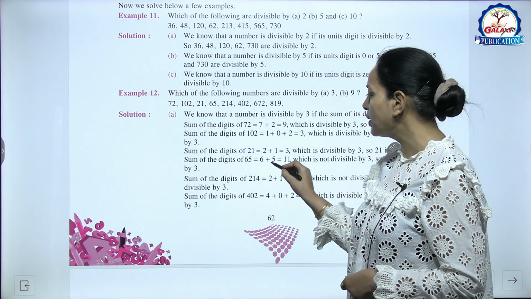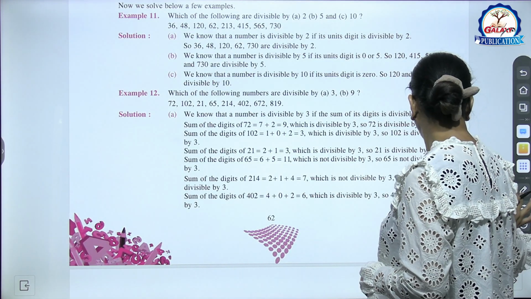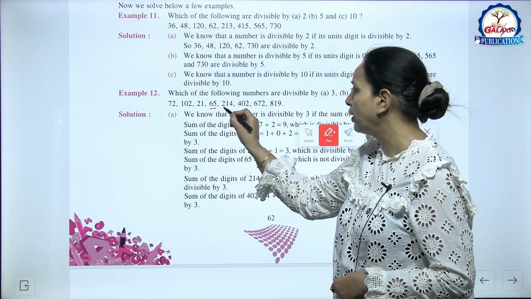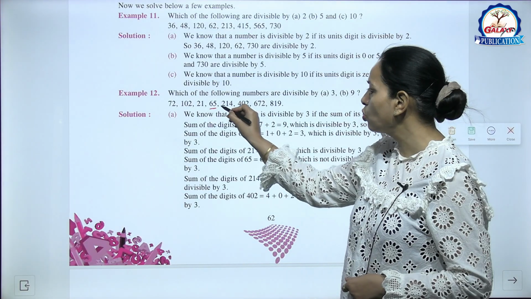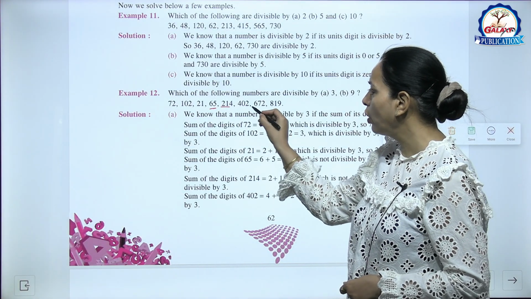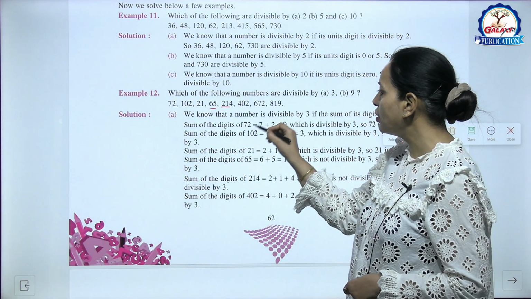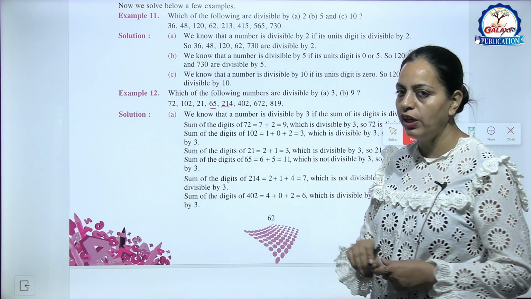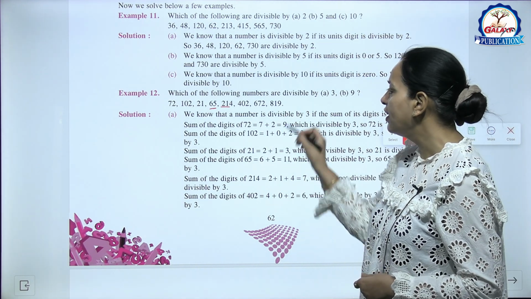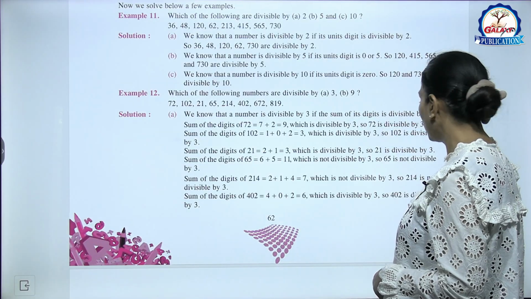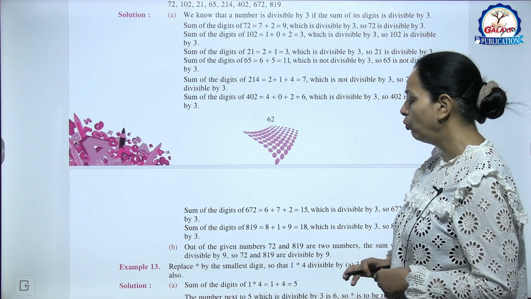Now 65, 6 plus 5, 11. So this is not divisible by 3. Now 214, 2 plus 1 plus 4, that is 7. So this is also not divisible by 3. Now 402, 4 plus 0 plus 2, that is 6, divisible by 3. 672, 6 plus 7, 13 plus 2, 15, divisible by 3. 8 plus 1, 9 plus 9, 18, divisible by 3. So only 2 numbers 65 and 214 are not divisible by 3.